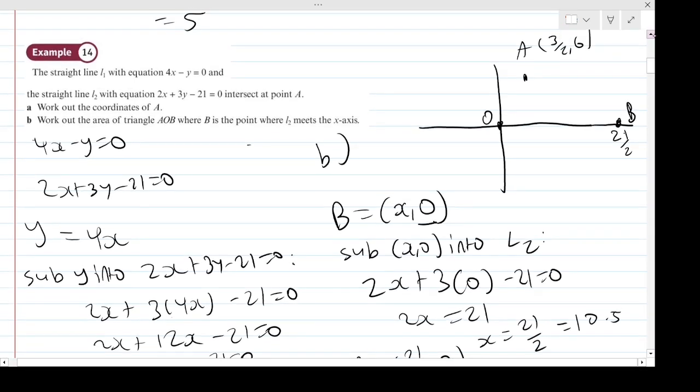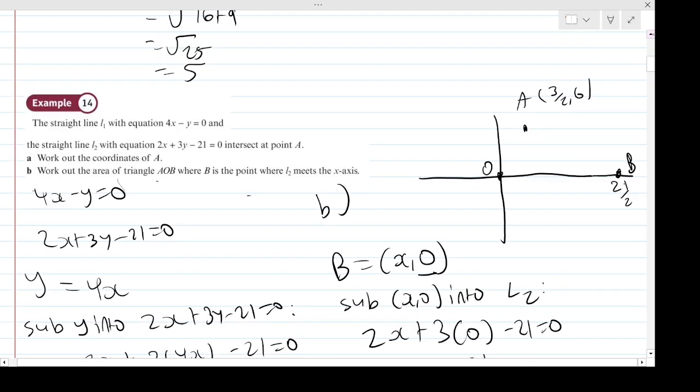Now it says work out the area of triangle AOB. So we need to connect all the points, and it should form a triangle, if you can draw a nice straight line. I don't have a ruler, but yeah. And then the axes there. So we have a triangle. Hopefully you can see that. It is always a good idea, when you've got shapes or some geometrical visual going on, to sketch the graph and see what's going on.